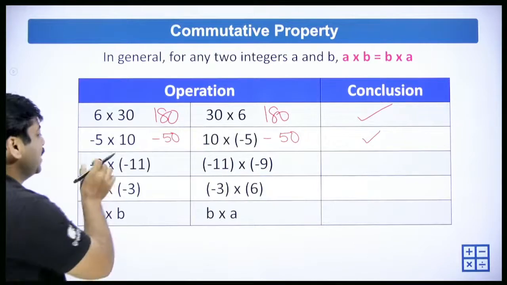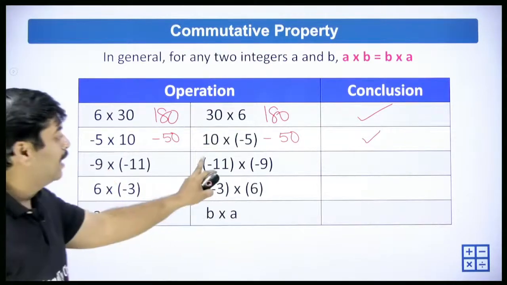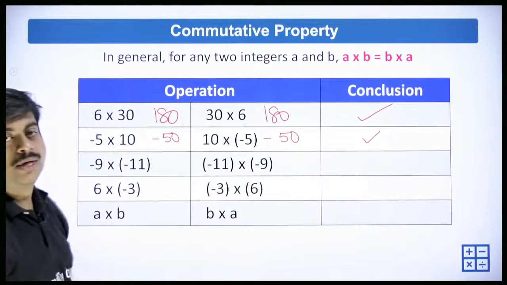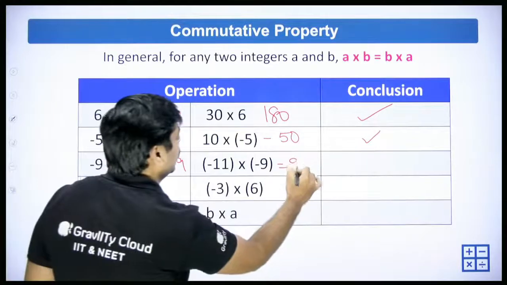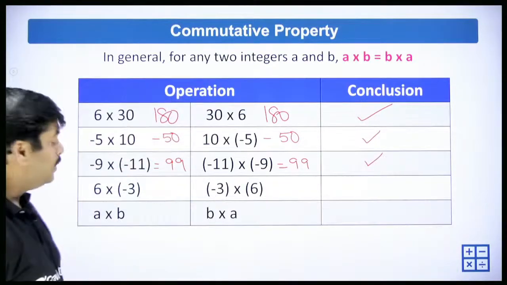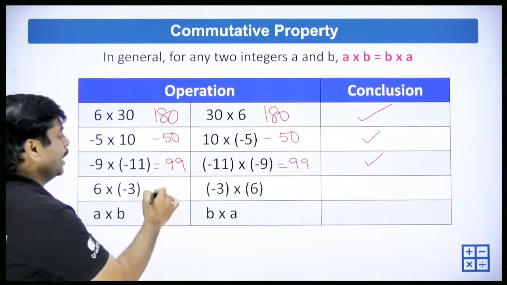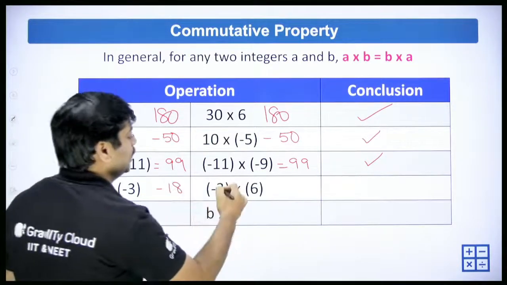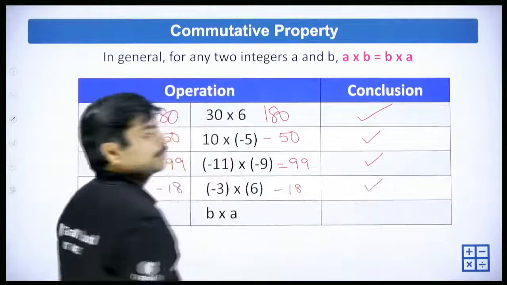Minus 9 into minus 11. Negative into negative is positive, as I told you. So 11 into 9 is 99, or 9 into 11 is 99. Both are positive, both are equal. Next one, 6 into 3 is 18 with a negative, so minus 18. Minus 3 into 6 is again 18 with a negative. So yes, these two are the same again.